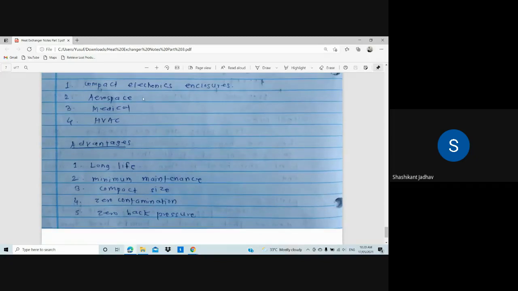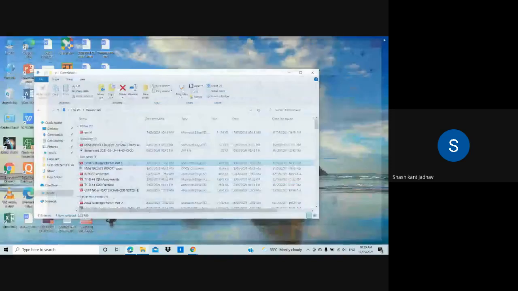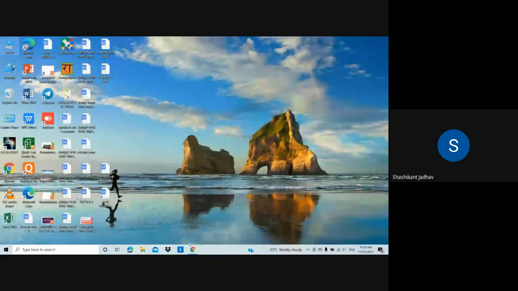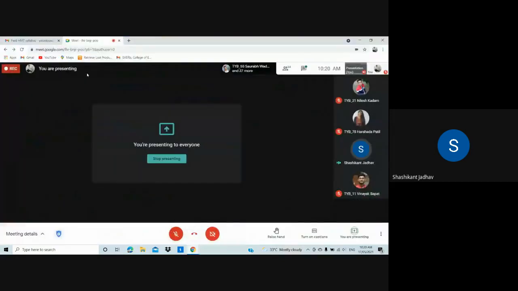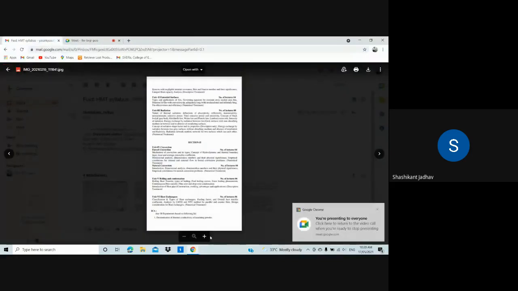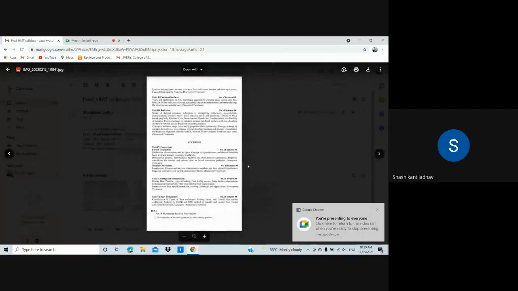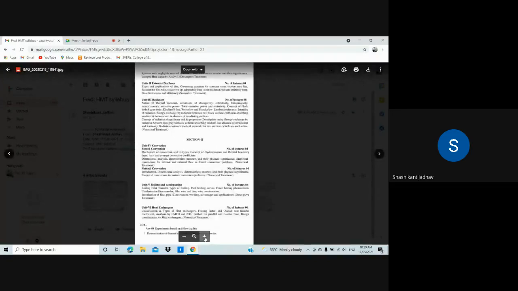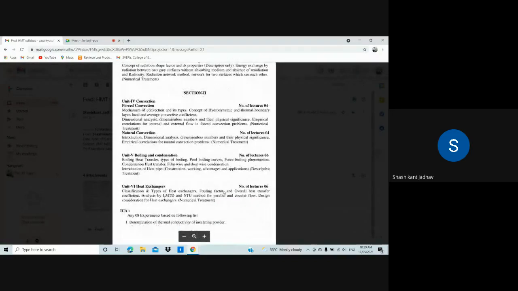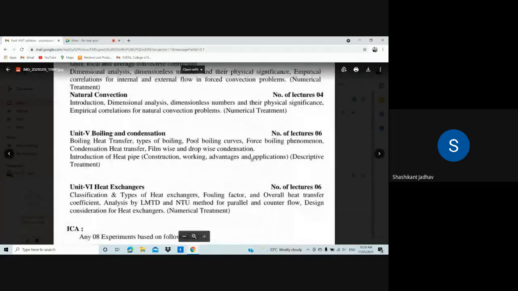Actually, this heat pipe is in unit number 5. Now we have to start unit number 5. In that, the heat pipe point is there, but we have already covered that point, so in unit number 5 we will not cover the heat pipe again. Okay, so unit number 6 is over. In unit number 5 we have completed one point, that is heat pipe.